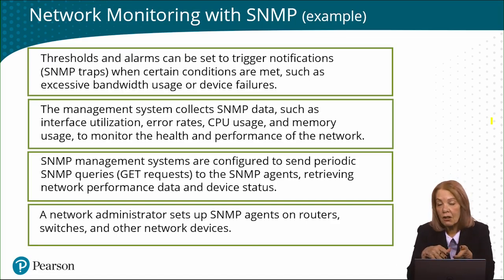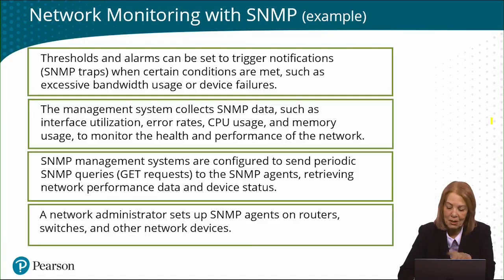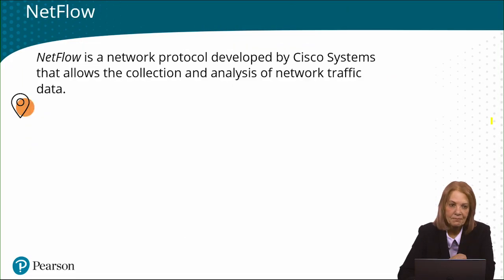And thresholds and alarms can be set to trigger notifications. Those notifications are referred to as SNMP traps when certain conditions are met, such as excessive bandwidth use or device failures. So that would be an example of network monitoring with SNMP. Remember, you want to go to version 3.